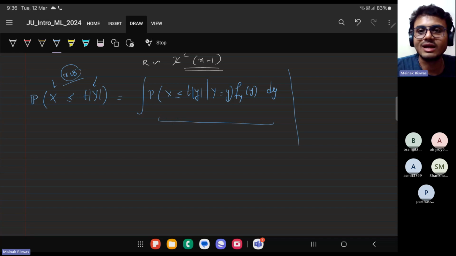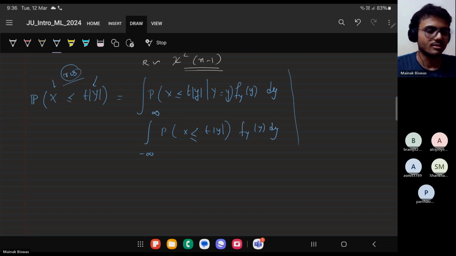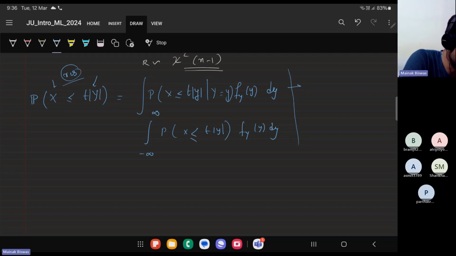So this is one way to do this question. That is, you condition on the values of y. You get probability x less than or equal to t mod y, and then f of y dy, over all values of y. Y's can be minus infinity to infinity, correct? This is the law of total probability, you're understanding, right?